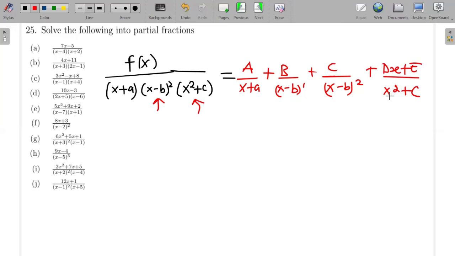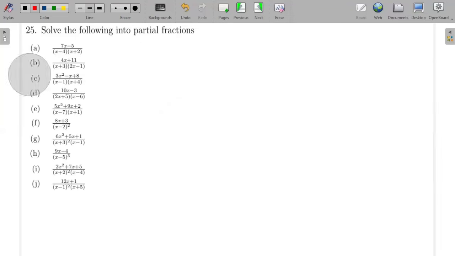It's very important to know the type of denominators that you're dealing with in your question. So what next after writing this fraction in this form? This is what we call a partial fraction expansion. From there, the next step I'll be showing as I solve this. The first one, you can see it's 7x minus 5 divided by x minus 4, and then x plus 2. So this is what we have.